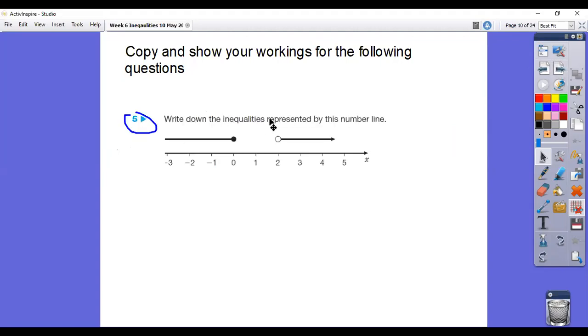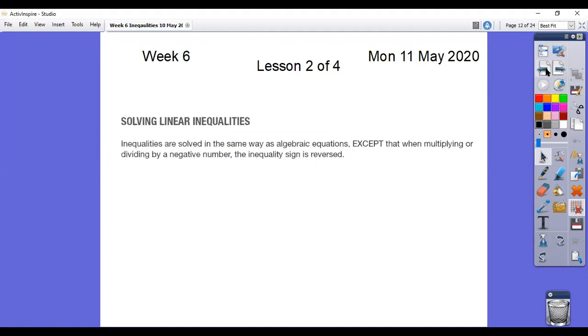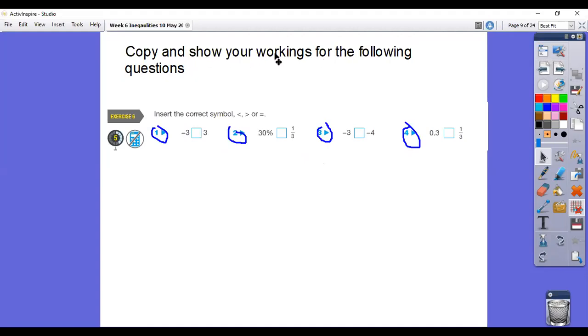Question 5, write down the inequalities represented by this number line. Question 6, write down the single inequality represented by this number line. And that's it for today. So you've got these 6 questions. Remember to copy them down and show your workings for these questions. You have to put the inequality signs in here. This is at a grade 5, so these should be fairly straightforward.